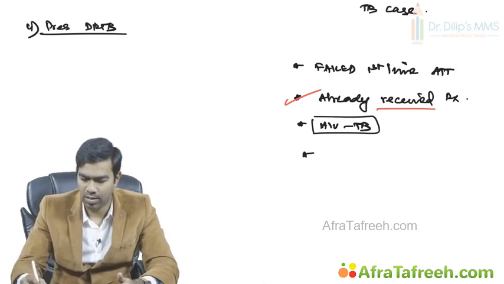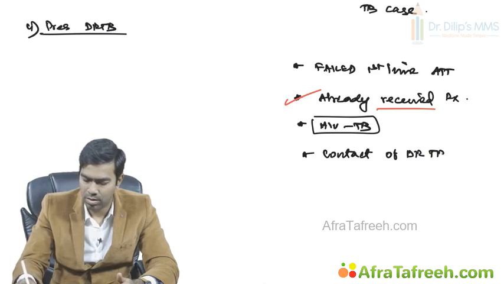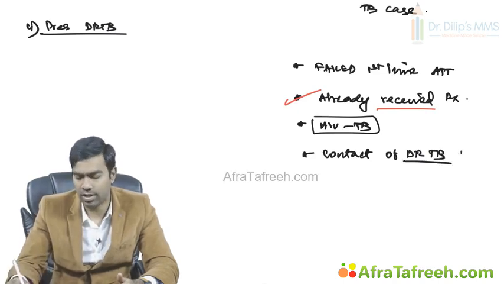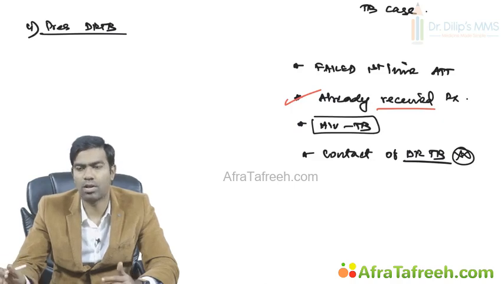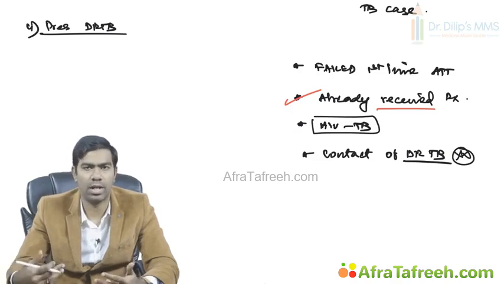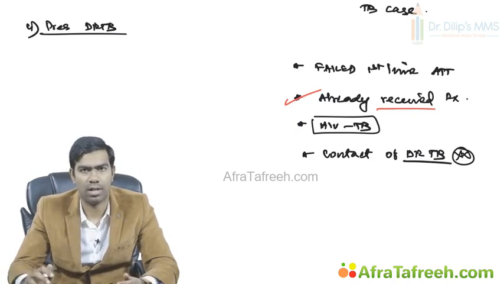And next, if the patient is a contact of a drug-resistant TB. Again, this is very important. Why? Because if you are a contact of drug-resistant TB and you get TB, that tends to be obviously drug-resistant as well, because the same bacteria is getting transmitted to you.